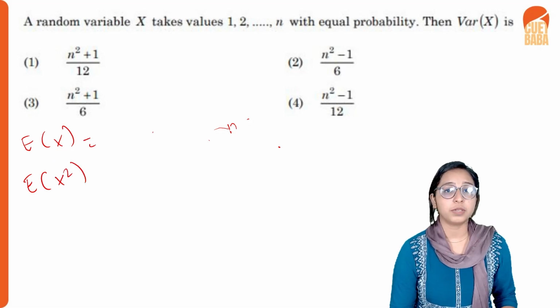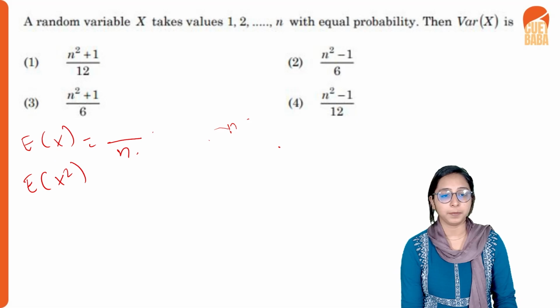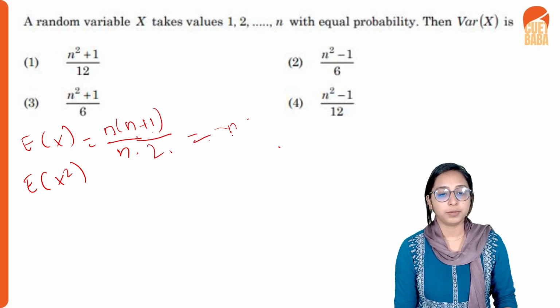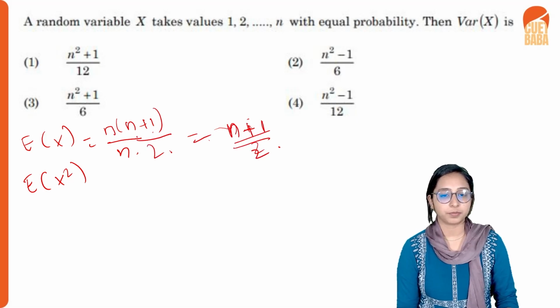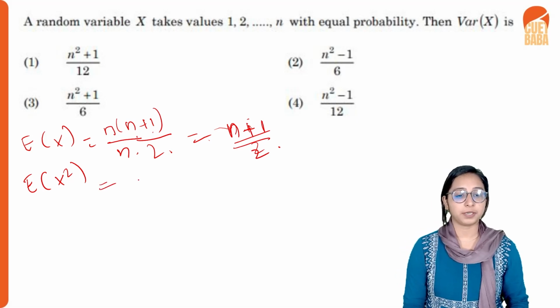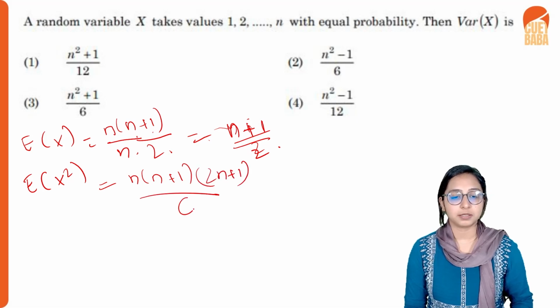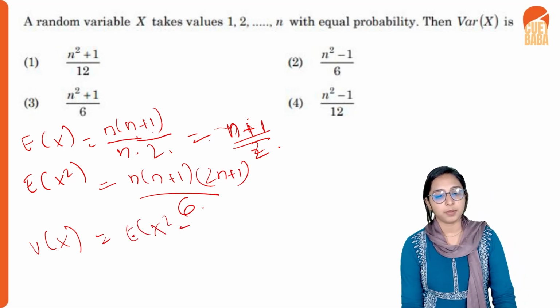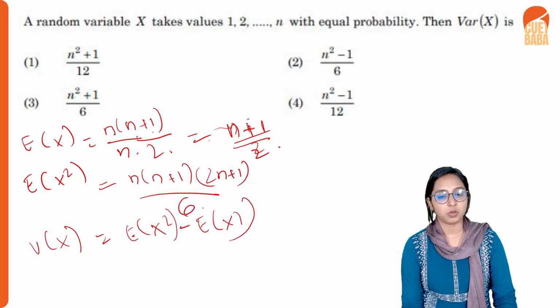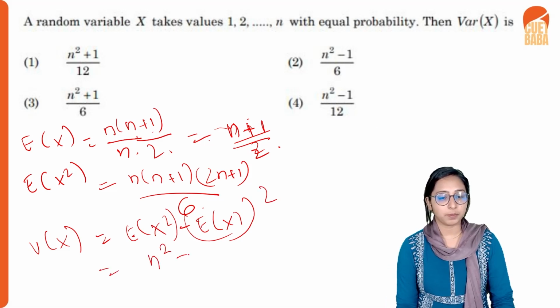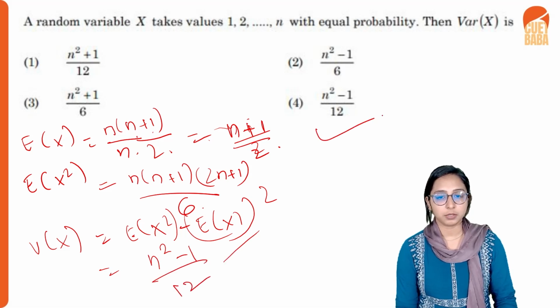Since it is the sum of the first n natural numbers, we know that the sum divided by n, that is the total numbers, and the sum of the first n natural numbers is n into n plus 1 by 2. So it will be n plus 1 by 2. And similarly, we have to find the expectation of x square, which is n into n plus 1 into 2n plus 1 by 6. Using these equations, we can substitute expectation of x square minus expectation of x whole square, and substituting the values, the answer will be n square minus 1 by 12. That is the fourth option.